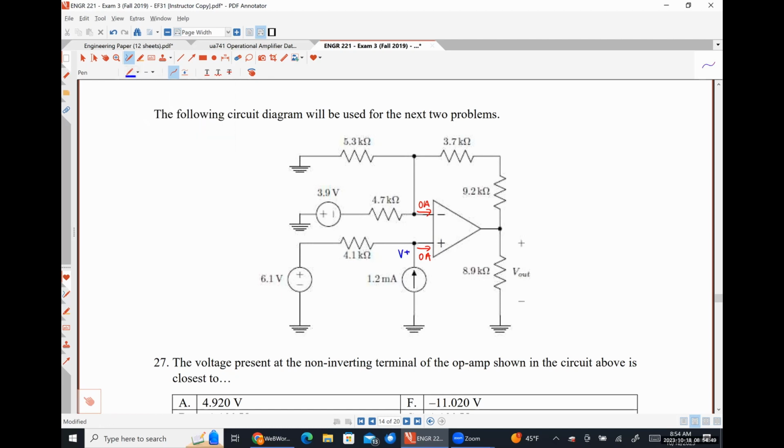All right, so we need to find V plus. Now for this particular circuit, this is actually going to take, I would argue, some effort. Not a whole heck of a lot by any stretch of the imagination, but some amount of effort. Can anybody think of how we might go about solving for this voltage V plus? It is not 6.1 volts. Troy.